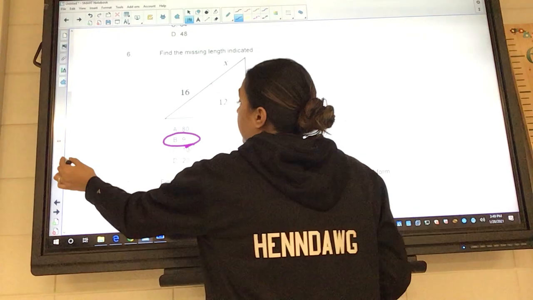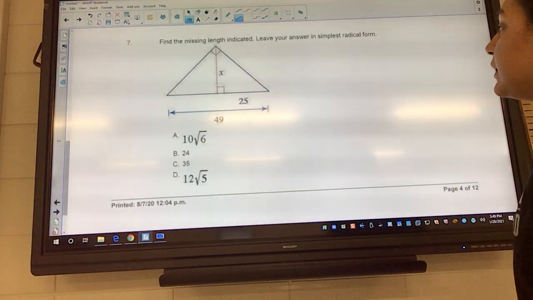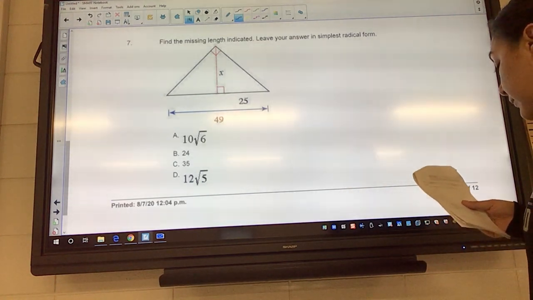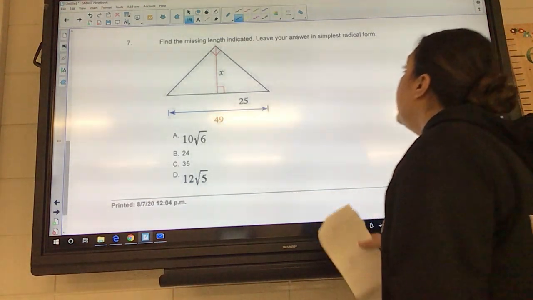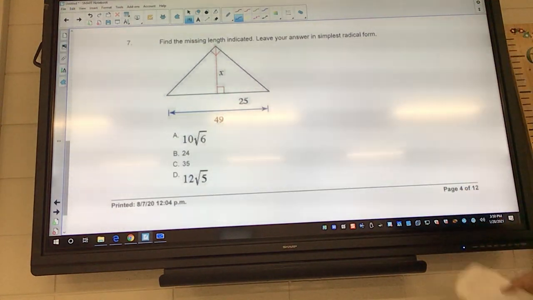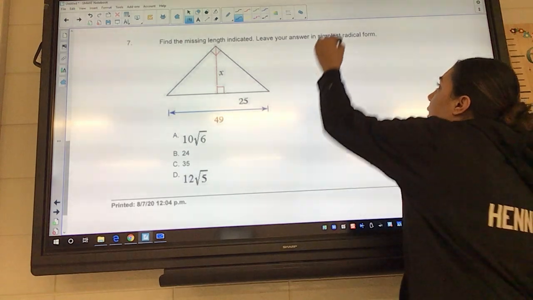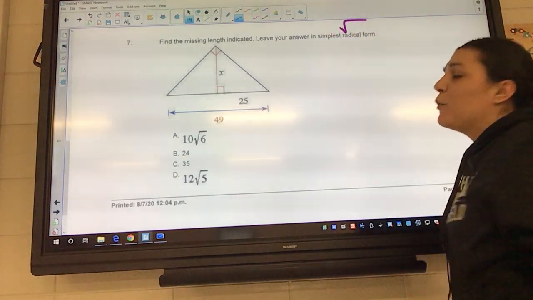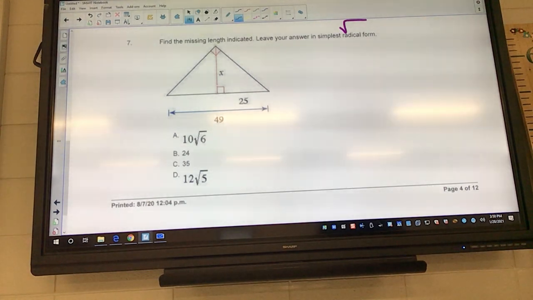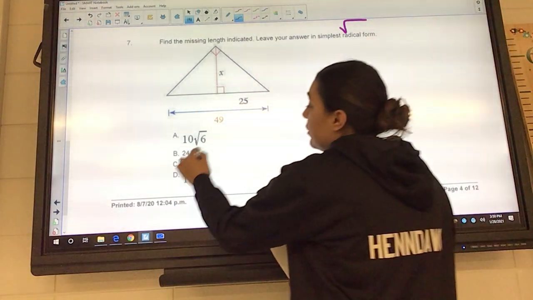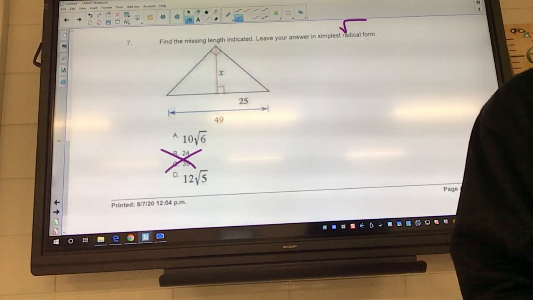Okay, 7. 7 is the same type, okay? They want you to find the missing angle. In this case, it says leave your answer in simplest radical form. Okay, and I just want to tell you, because a radical is this. Okay, lots of people call it a square root, but it's a radical. And so in simplest radical form means you can cross these off, because they wouldn't have said that if they wouldn't have expected your answer to be that, okay?